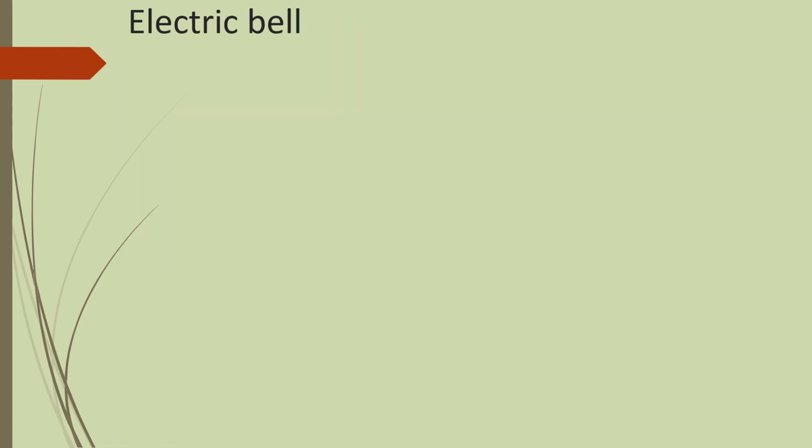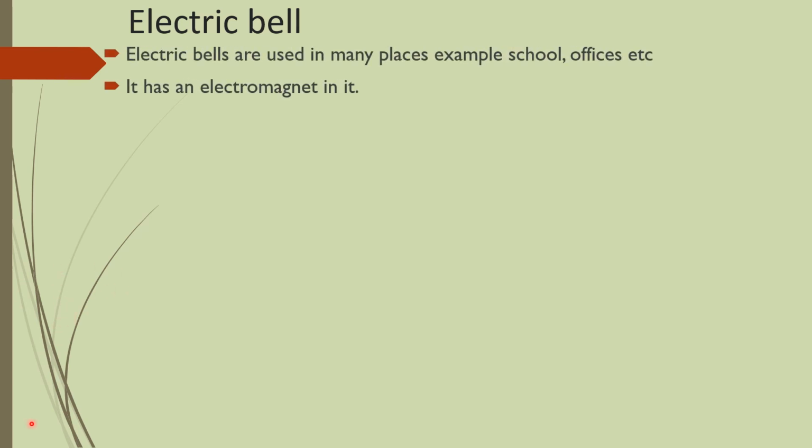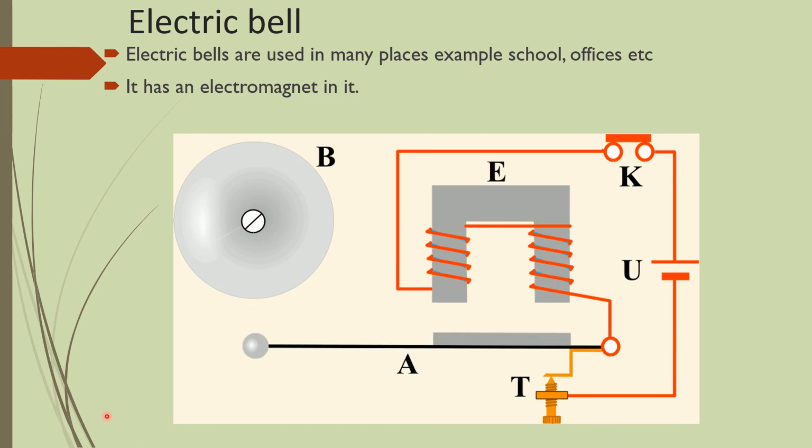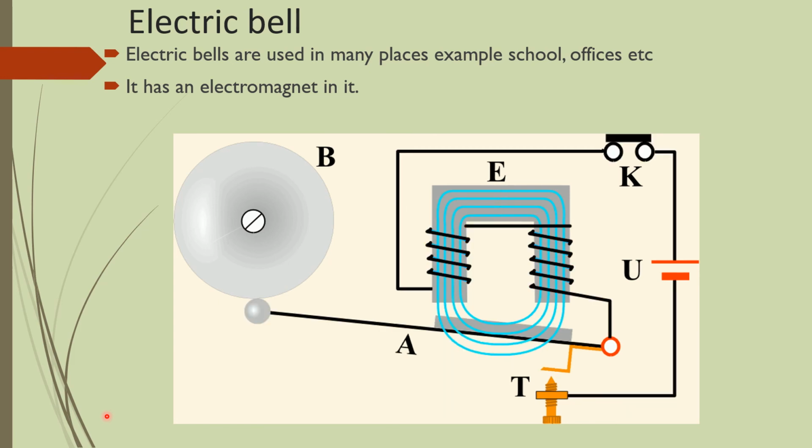Electric bell. Now we'll see how we can use the magnetic behavior of an electric current. Here we'll see how an electromagnet can be used. Electric bells are used in many places, for example schools, offices, etc. It has an electromagnet in it. So here is the picture of an electric bell and how it functions. You might already have seen an electric bell in your school. We use the magnetic behavior of electric current in the working of the electric bell.